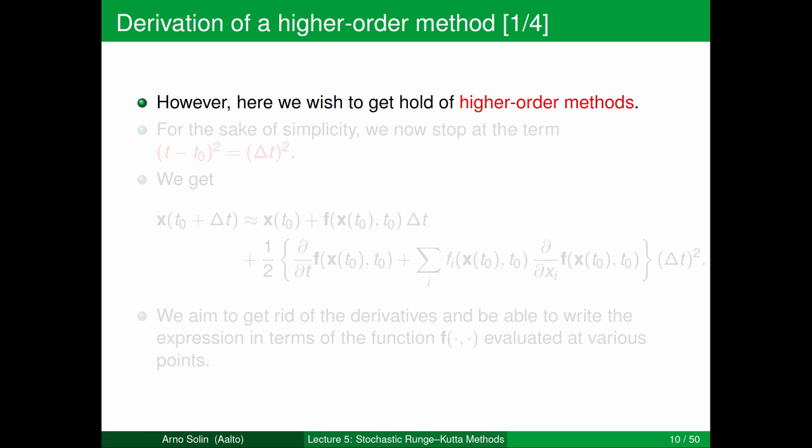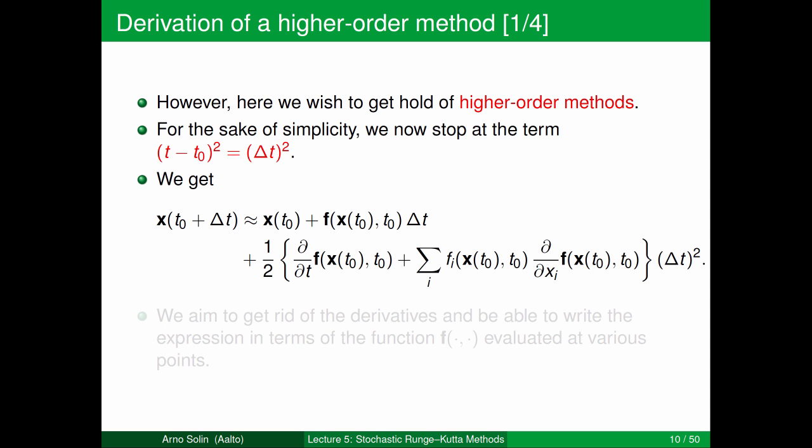Now we wish to make higher order methods by including more terms from the Taylor series expansion. For the sake of simplicity, let's consider terms up to order delta t squared. This already makes the expression look quite more complicated. And now we are left with a set of derivatives in the expression.